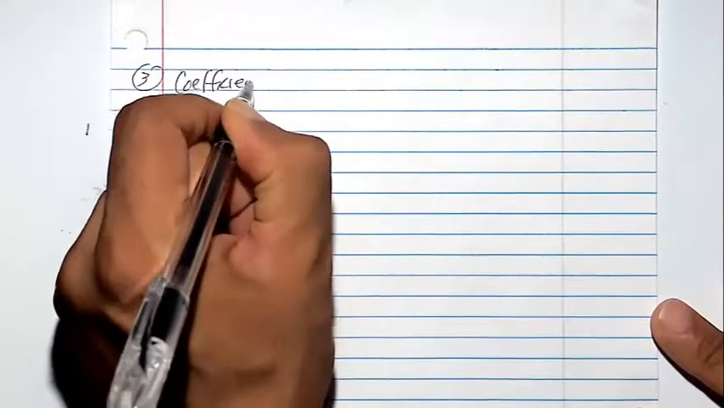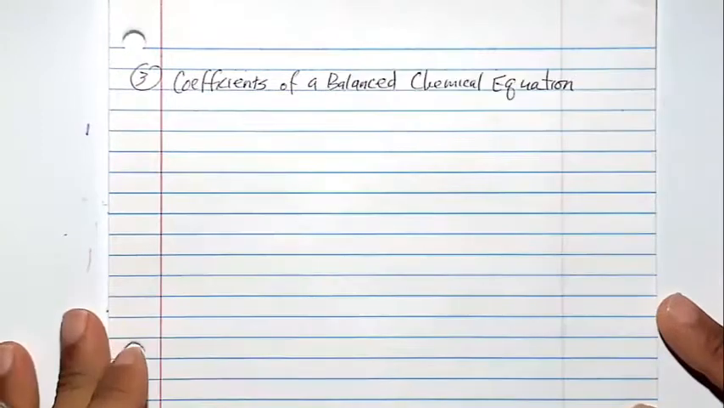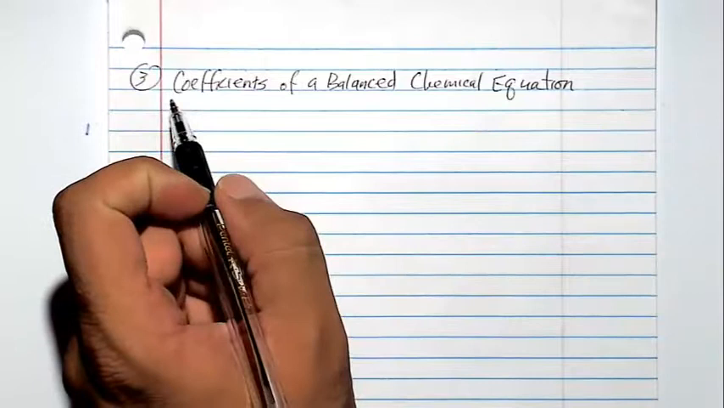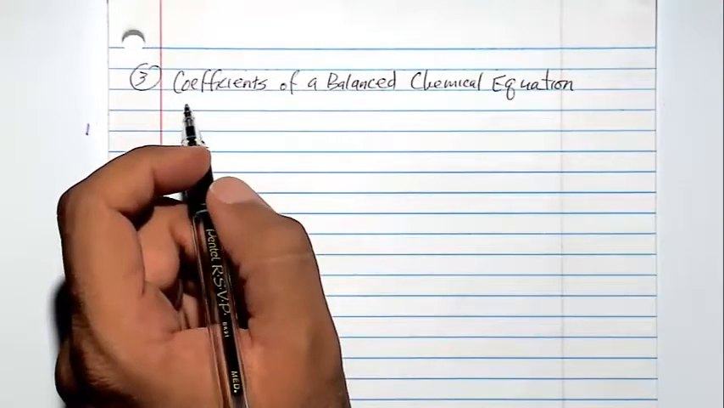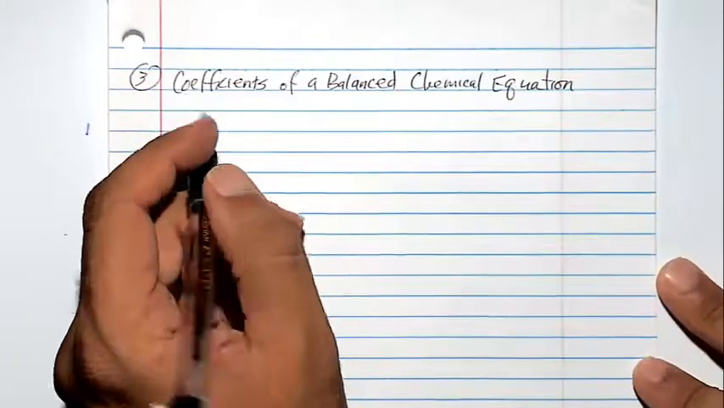And the third definition of the mole is that the moles are a coefficient of a balanced chemical equation. So you have to balance chemical equations. And once you balance the chemical equations, the number in front of the reactant or the number in front of the product is a mole by mole ratio. So let's take an example.